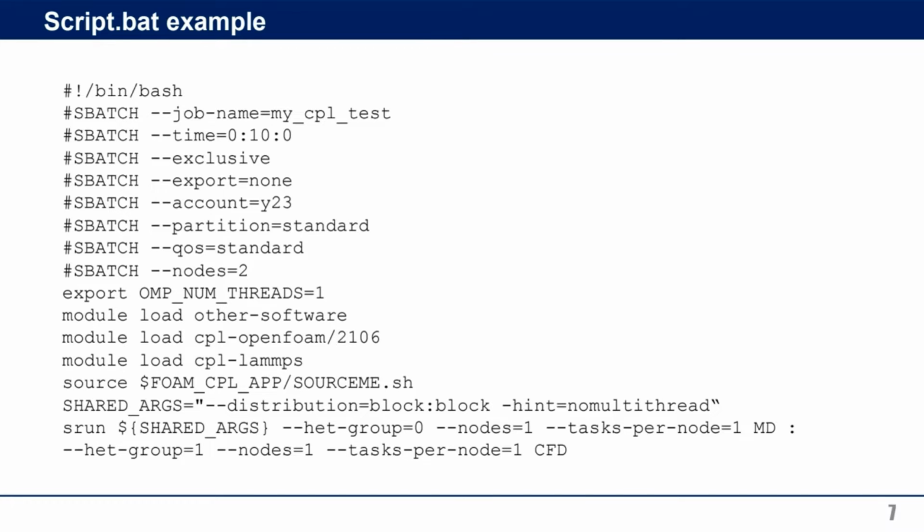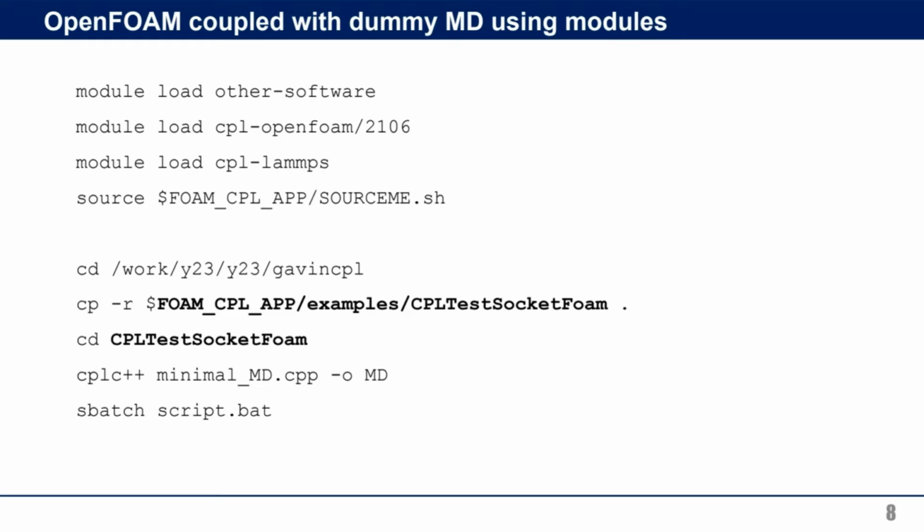So here's an example of switching out the dummy OpenFOAM with an actual OpenFOAM simulation, and hopefully it'll show just how easy it is to do. The copy line is slightly different. It's just the location of the example, and the directory is the same. We're compiling a small code there and submitting. The executable for the OpenFOAM is provided. It's already in your path.